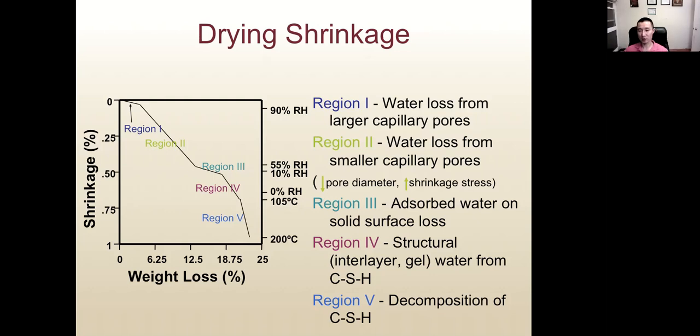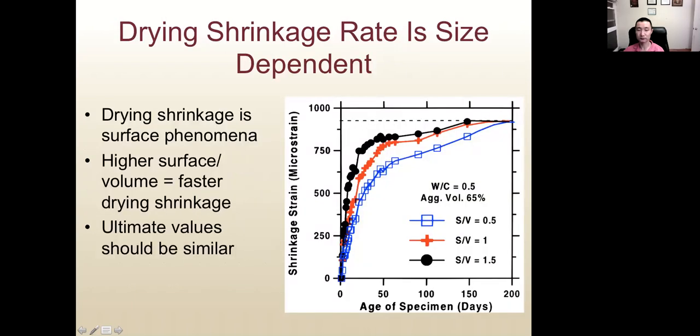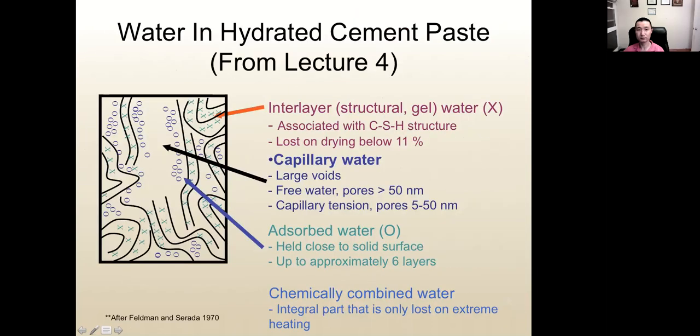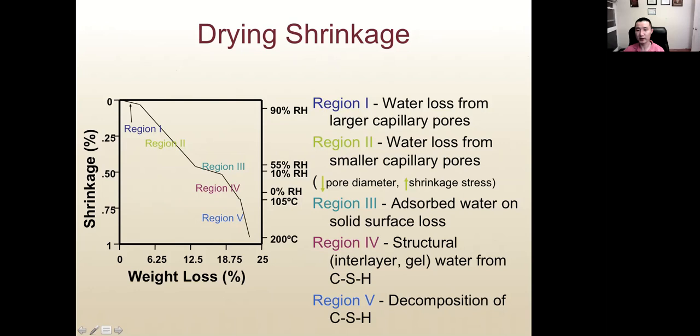Region 3 is loss of adsorbed water, between 55% RH and 10% RH. The slope is pretty small. And region 4 is loss of interlayer water, or the gel water from CSH. So loss of different types of water will cause shrinkage in different regions.